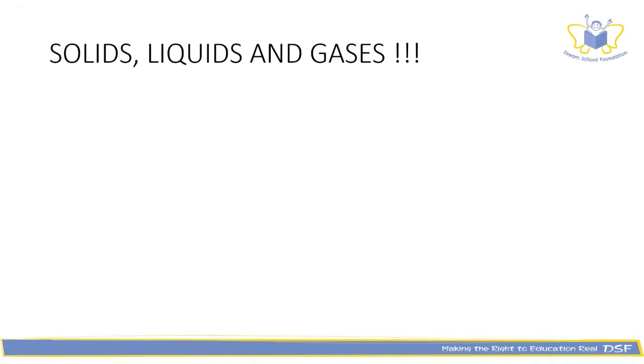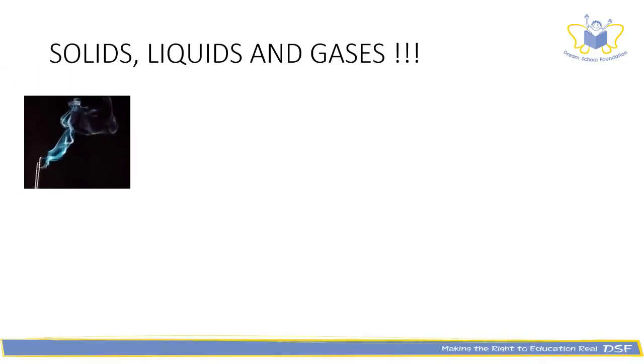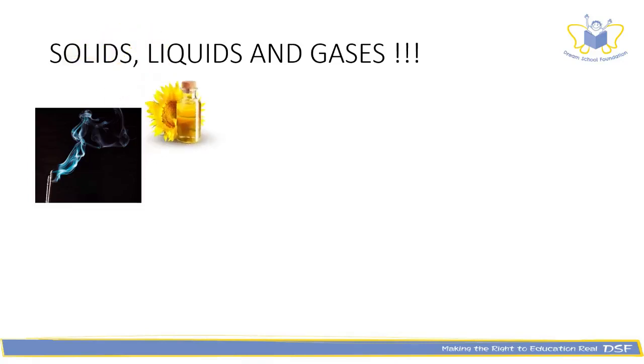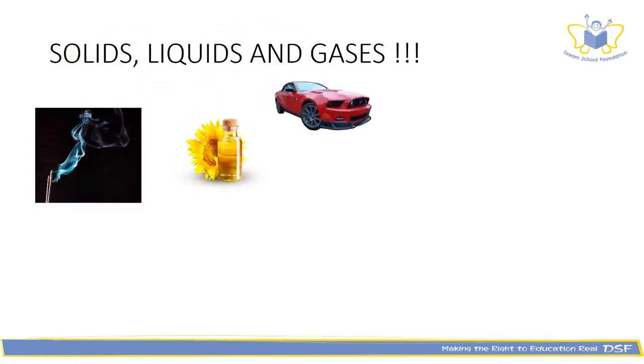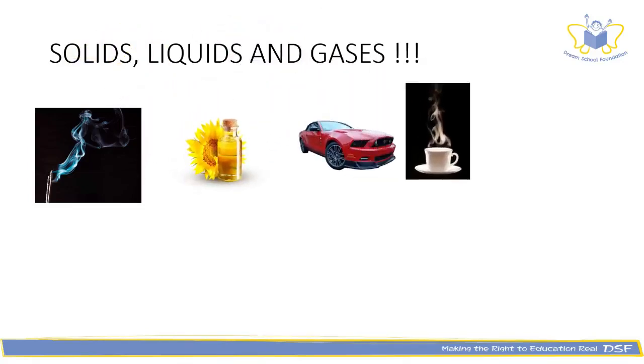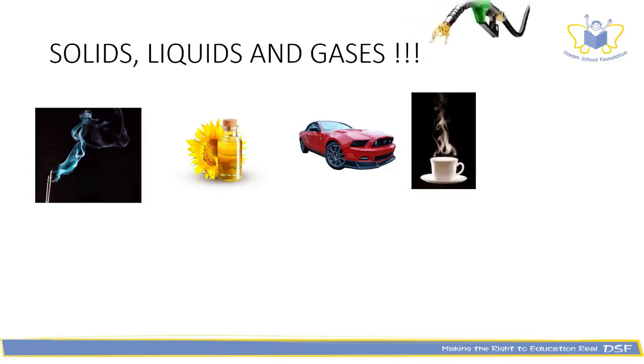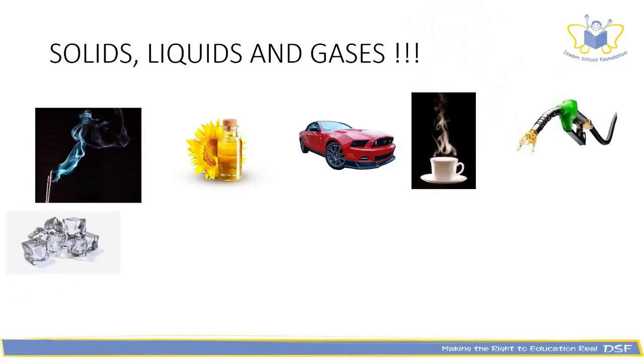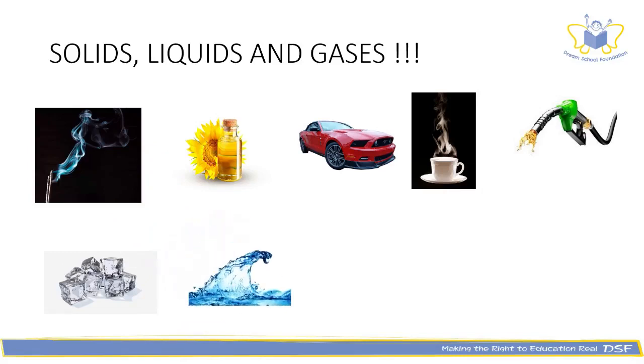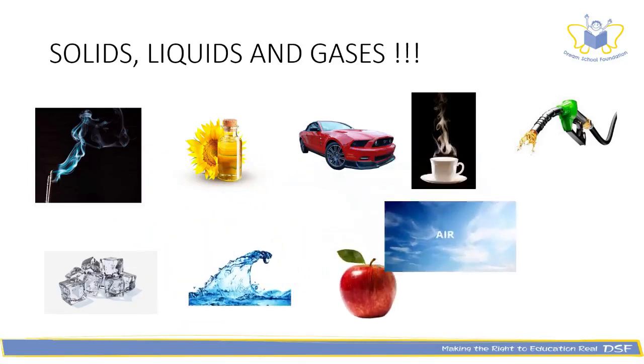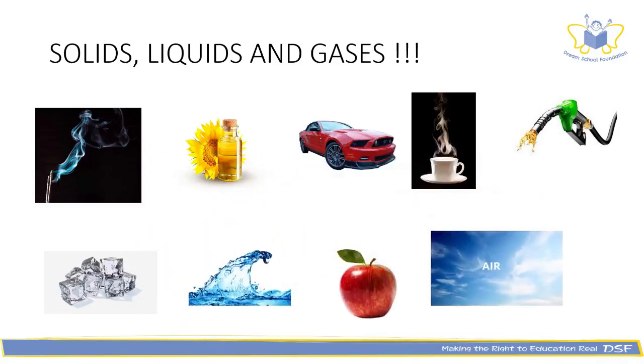To do so, we need to look at some of the examples in our daily life. Here is smoke from agarbatti, sunflower oil, a car, steam or vapor from a teacup, petrol, ice cubes, water, an apple, and air. These are some of the objects that we see in our daily life, right? Let us observe these objects here and try to group the similar ones.